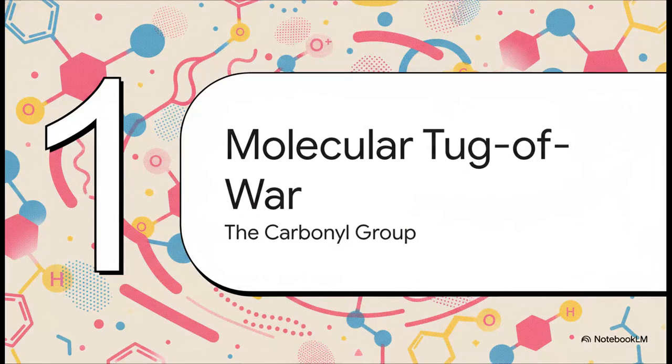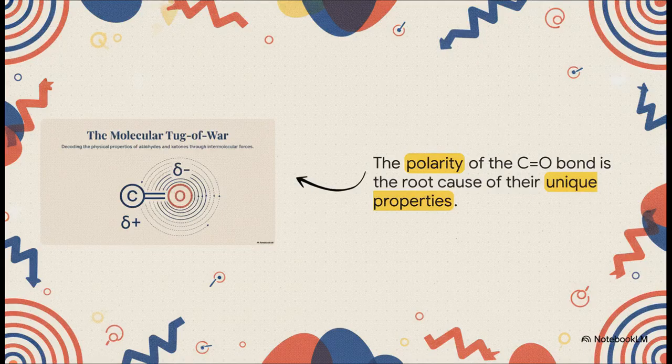Everything we're about to talk about, boiling points, solubility, you name it, it all hinges on one single feature that all aldehydes and ketones share, and that's the carbonyl group. This is where all the magic happens. Think of that double bond between the carbon and the oxygen atom as a constant microscopic tug-of-war over electrons. And in this battle, well, the super electronegative oxygen atom is the undisputed champion. It yanks those shared electrons way closer to itself.